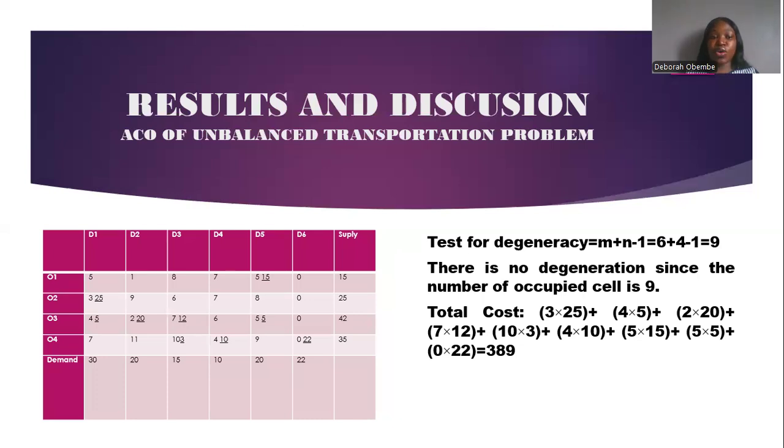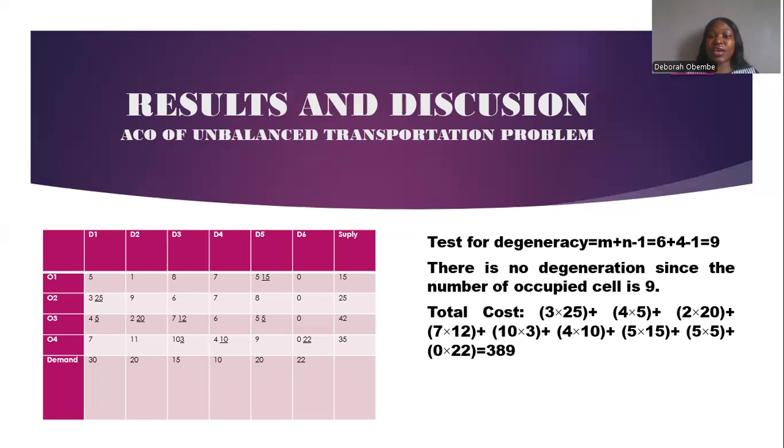If we look at the second column, we have 20, which satisfies the demand. Column number 3 is 15, which also satisfies the demand. Column number 4 is 10, which also satisfies the demand. Column number 5 is 20, and column number 6 is 22. If you now look at the rows, you can see that it also satisfies the supply. And how many allocated or occupied cells do we have? We have 9 on the table.